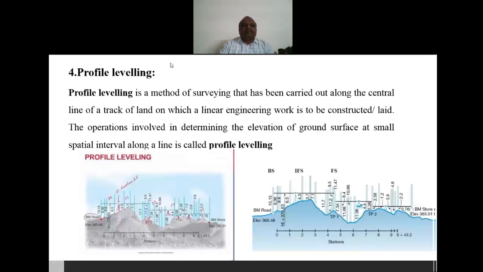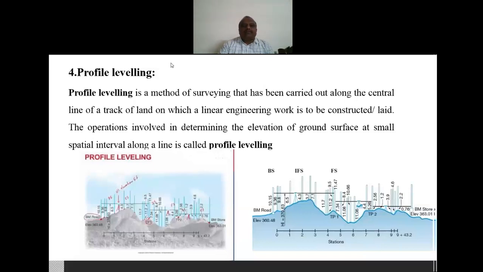And next is profile leveling. Profile leveling is a method of surveying that is carried out along the central line of the track of land on which a linear engineering work is to be constructed or laid. The operation involved in determining the elevation of the ground surface at small spatial intervals along a line is called profile leveling.